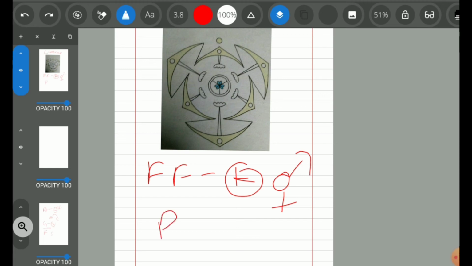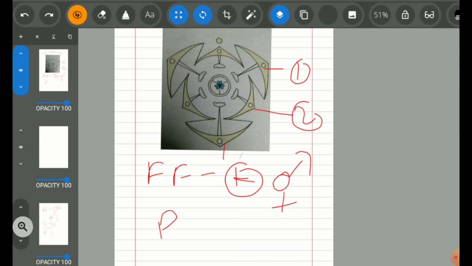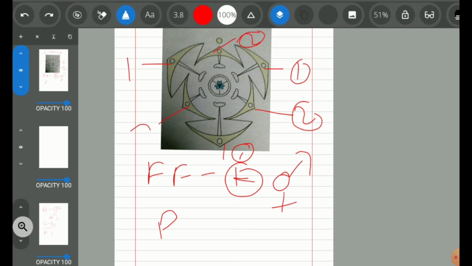And there are two circles. This is the first circle and then this is the second circle. So 3 petals come in the first circle, and this is also in the first circle. Then this is in the second circle, this is also in the second circle. So there are two circles of perianth. How should we write? 3 plus 3, and all the 3 are fused, so 3 plus 3 in a bracket.